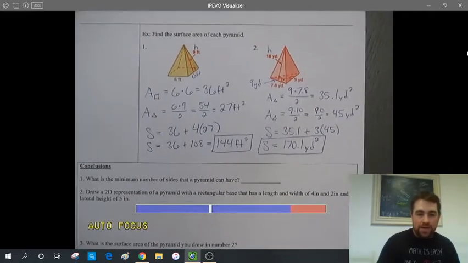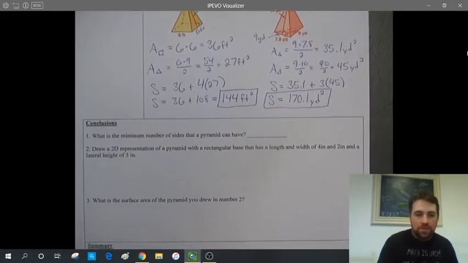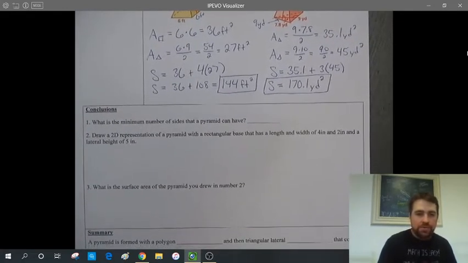So that's finding surface area of a pyramid. A couple of conclusion questions here now to answer in these notes. So what is the minimum number of sides that a pyramid can have?